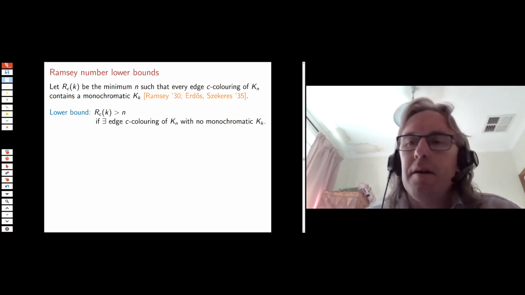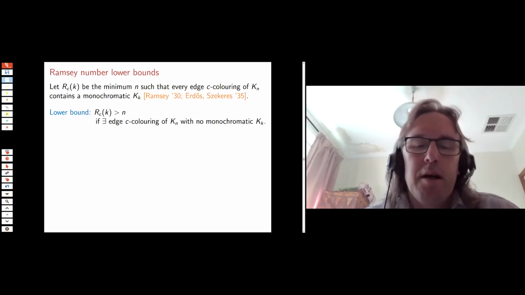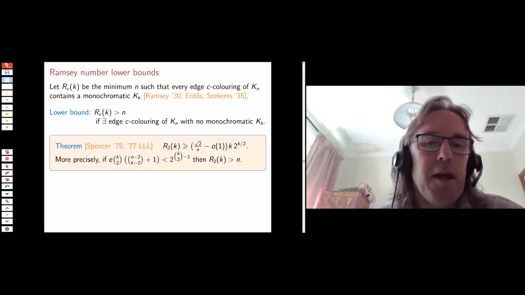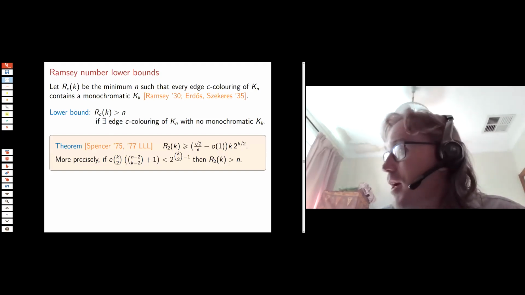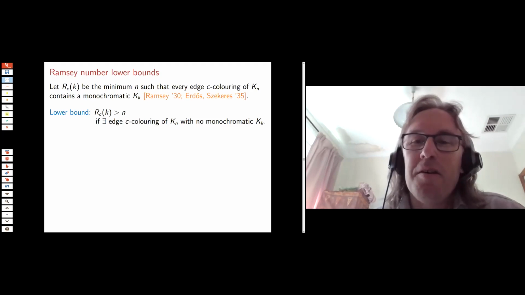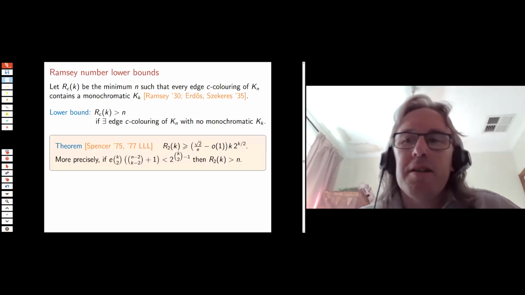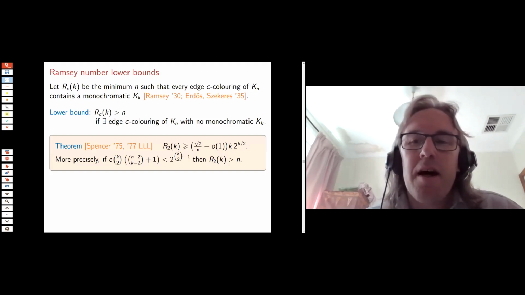But this is an edge coloring. This is just a coloring problem. You can model this as a coloring problem on a hypergraph. And our generic framework gives results in this direction. The first results were by Spencer. Well, perhaps not the first one. The first results were actually by Erdos and Szekeres, where they just took a random coloring. But Spencer noticed that you can use the local lemma to get slightly better.